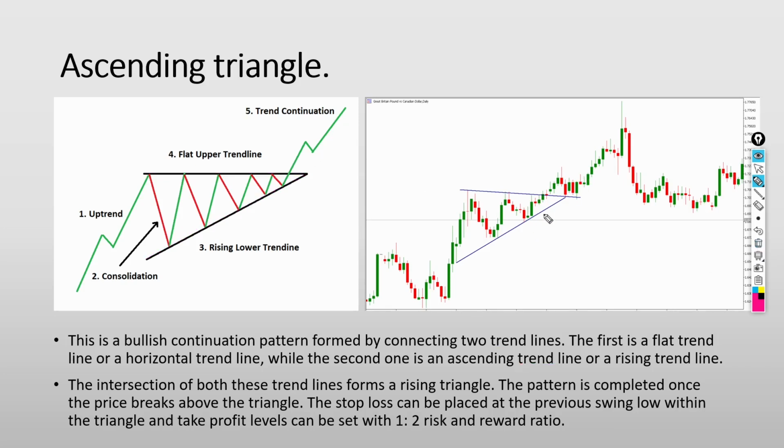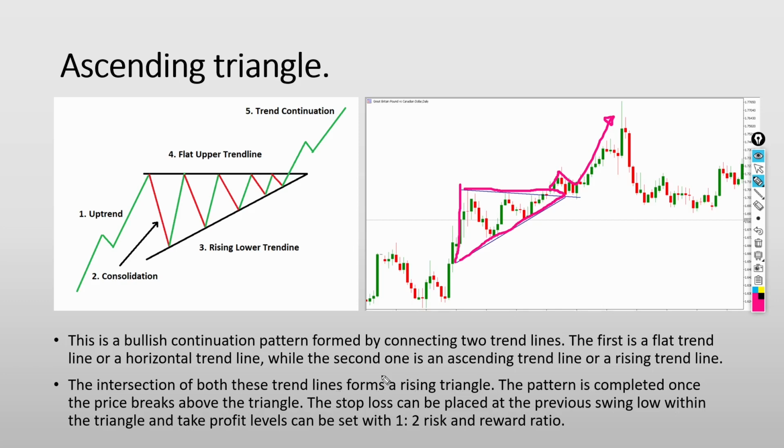So when you look here, it was created very well. For example, here this is a horizontal line. It can be horizontal or flat, and then the other one is ascending. Okay, and then this forms the triangle. After it is broken, you get a retest and then a continuation pattern. So the intersection of both these trend lines forms a rising triangle.